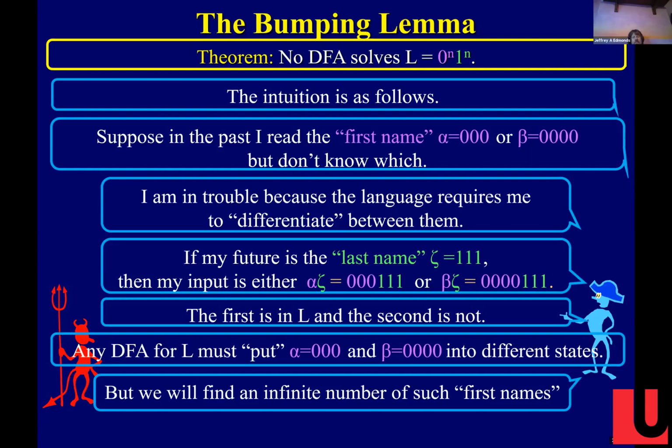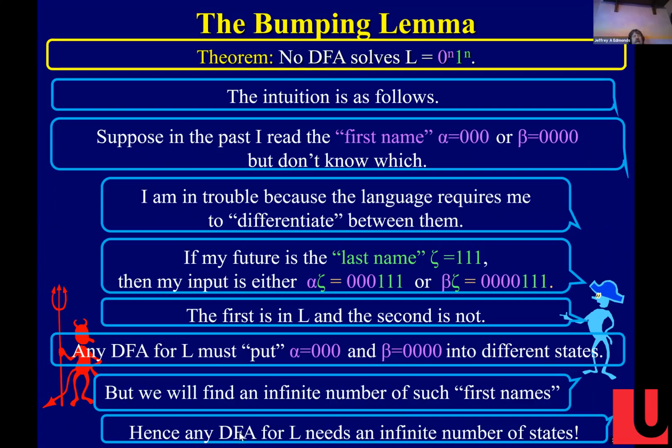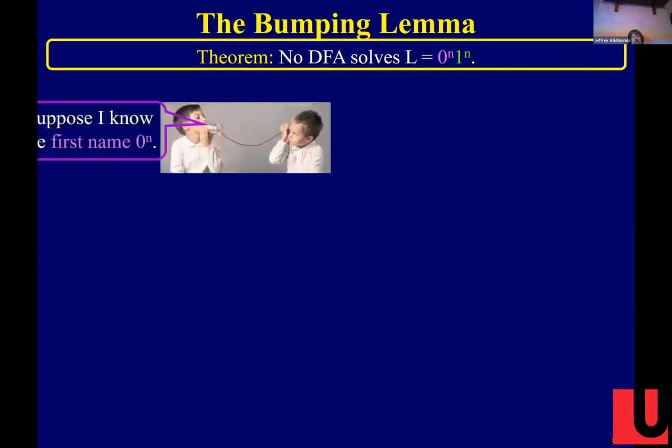All right, that's great. Now, we're going to find an infinite number of such first names such that each pair needs to be distinguished, right? And if each pair needs to be distinguished, then each of these infinite number of first names needs to go to a different state. And hence I need an infinite number of states, and hence no finite automaton can solve the problem, right?